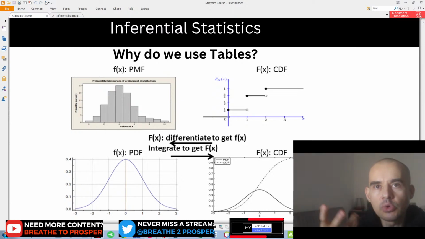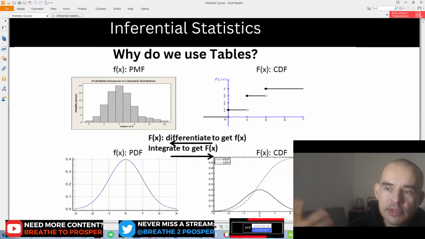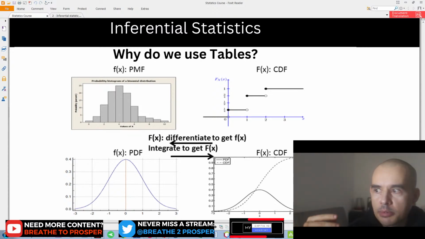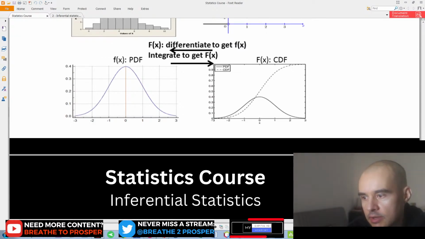It doesn't mean that you can't use continuous data to do a classification problem. It's just that the cumulative distribution functions from the probability mass function or the probability density function are different, because you're dealing with continuous variables or discrete variables.